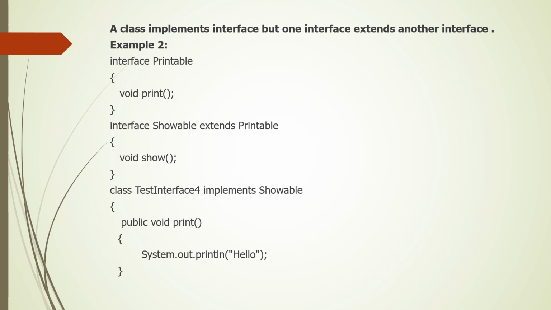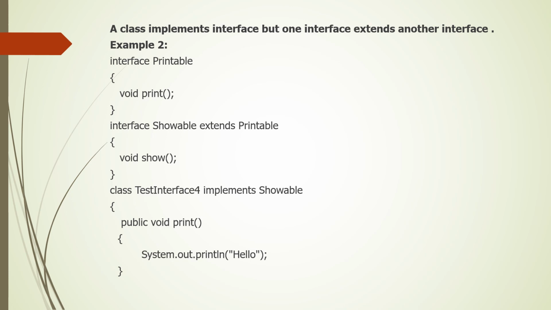A class implements interface, but one interface can extend another interface. That is possible. Base interface can be there, and a sub interface we can create. In this example, printable is the interface name, method name is print off, and we have another interface showable. It extends the printable interface. And in this we have a method show off. So showable is the sub interface, printable is the main interface.